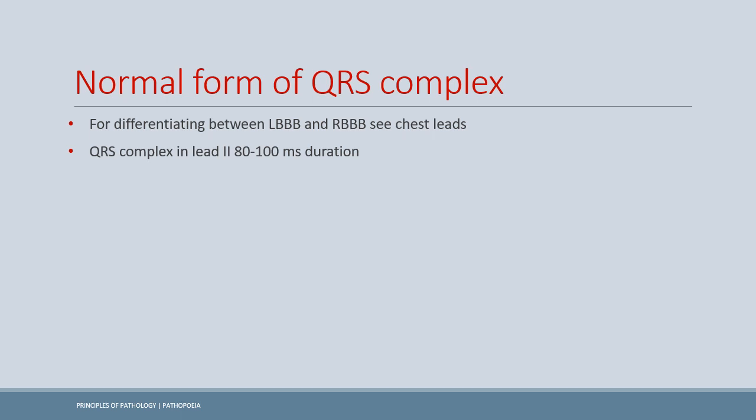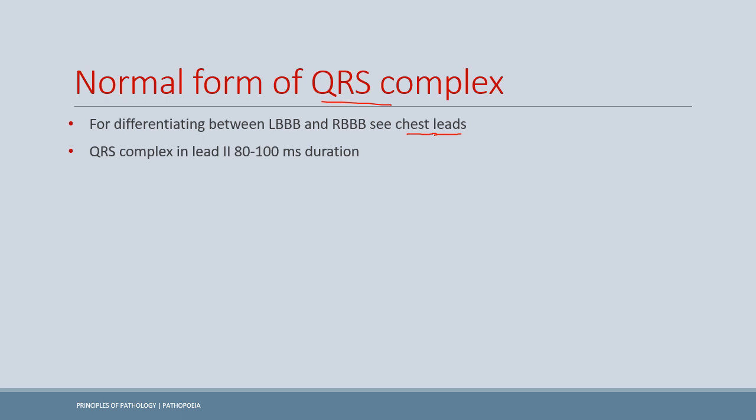Now, before we move to see the findings in the abnormal ECG of the bundle branch block, as always, we need to first discuss the normal QRS complex. Particularly, we talk about the QRS complex here because the bundle branch has manifestations in the ventricles. Now, we generally use the chest leads to differentiate between the right and the left bundle branch blocks.